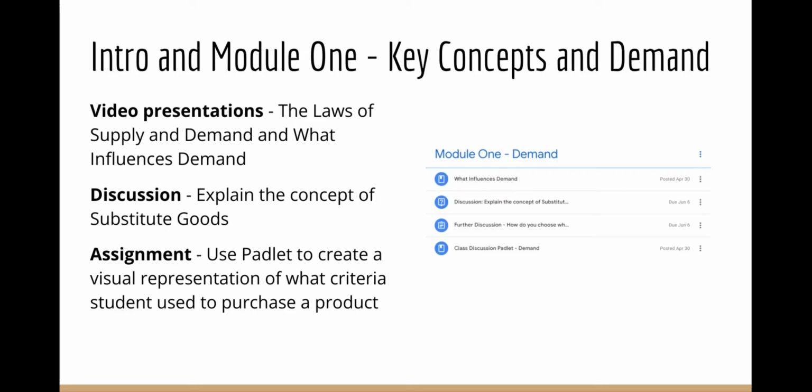Intro and Module 1 cover the basic laws of supply and demand, how to create a graph, and what determines, other than price, the quantity of a good demanded. 2 discussions: 1, explaining the concept of substitute goods, and 2, using Padlet to create a visual representation of criteria that they use to purchase a product. I do give them an example of myself purchasing a guitar and a guitar amplifier.